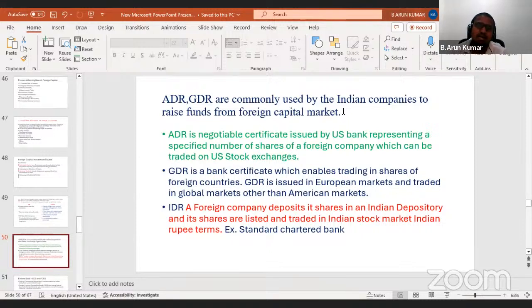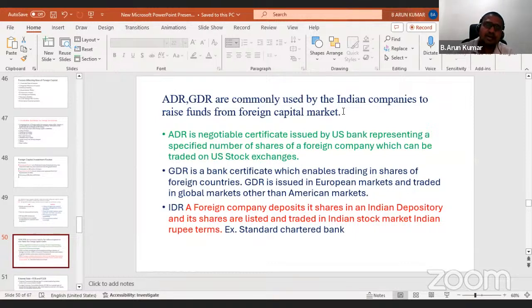Coming to the IDRs, an IDR is an Indian Depository Receipt. A foreign company deposits its shares in an Indian depository, and its shares are listed and traded in the Indian stock market in Indian rupees. At present, only one bank's shares are traded in the Indian stock exchanges, NSE or BSE, that is Standard Chartered Bank. That bank's shares are issued only on the Indian stock exchange. Likewise, Standard Chartered Bank raises funds from Indian investors.